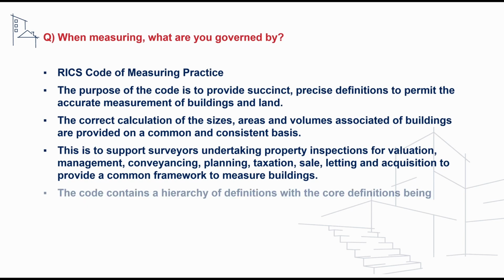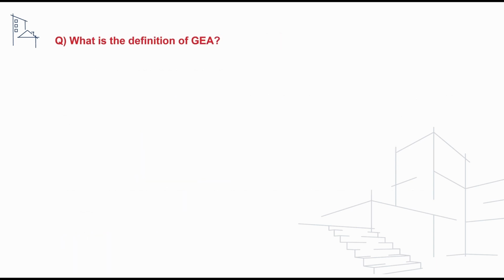And we could also reference that the code contains a hierarchy of definitions, with the core definitions being the gross external area, gross internal area, and the net internal area. We may also receive some follow-on questions to this, asking our understanding of the various definitions contained within the Code of Measuring Practice. The first of all being the definition of the gross external area.